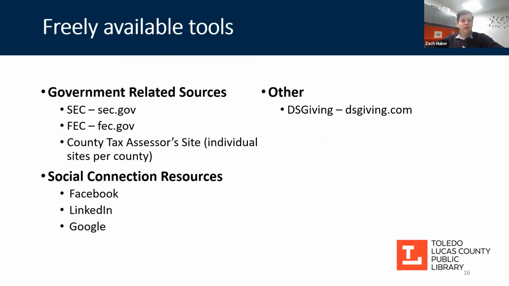We're going to go over those government-related sources: the SEC, the FEC, and the county tax assessor's site. We're not going to go over social media: Facebook, LinkedIn, and Google. Even though Google is not really social media, on a basic level you should probably Google people and see if there are any news articles that come up. But I assume at this point you probably know how to use some of those already. Then we'll also take a look at this resource called DS Giving.